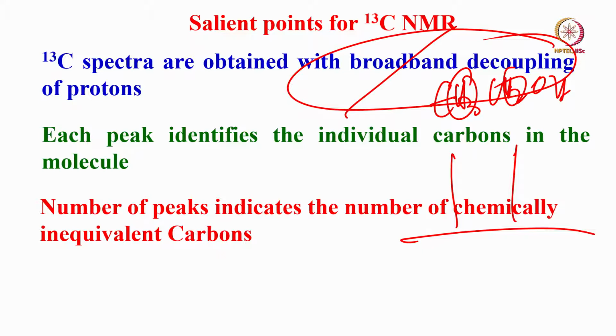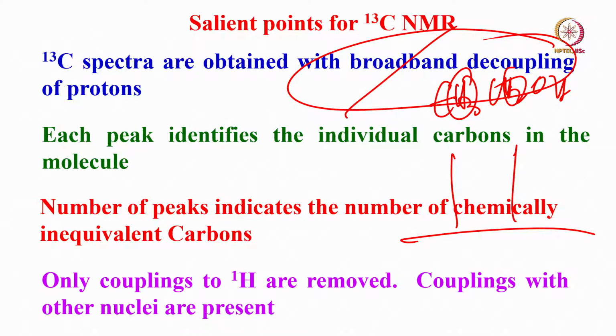As a consequence, if there are n number of carbons in the spectrum, there are n number of peaks. There are n number of carbons. Very easy to identify. Okay.